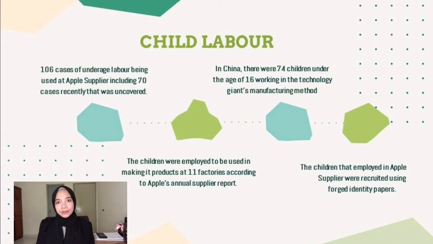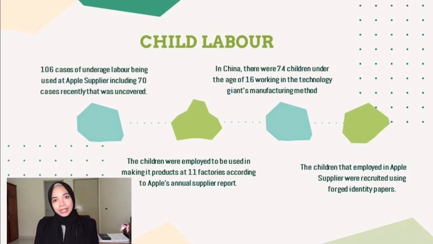Apple supplier uses child labor at the factories that build the computer, iPad, iPhone, and iPod. This is because they have to fulfill the demand, but they have a problem of shortage of workers in the production line. Therefore, Apple supplier allowed child labor. In China, 15-year-old children were discovered to be working in Apple supplier factories in goods assembly. The children employed in Apple supplier were recruited using false identity papers.